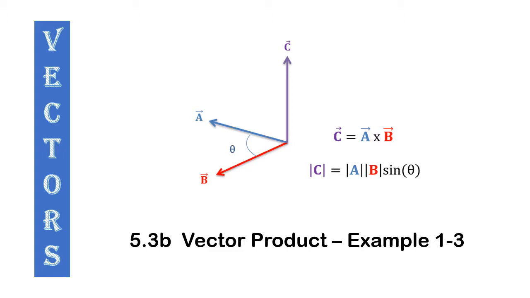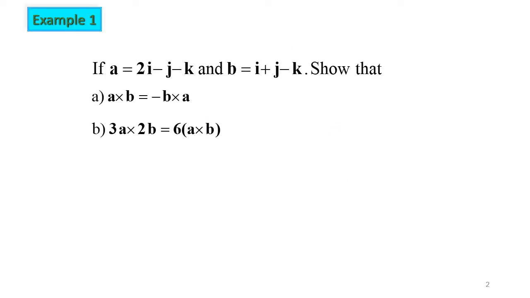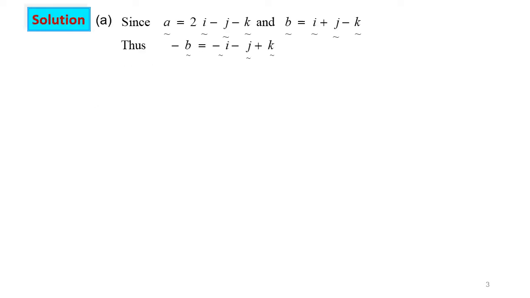In the second video of vector product, we will discuss example 1 until example 3. So in example 1, if vector A is 2i minus j minus k and vector B is i plus j minus k, show that the cross product of AB equals the negative of the cross product BA. And then, B, 3A cross product with 2B equals 6 times the cross product of AB. So let's see the solution.